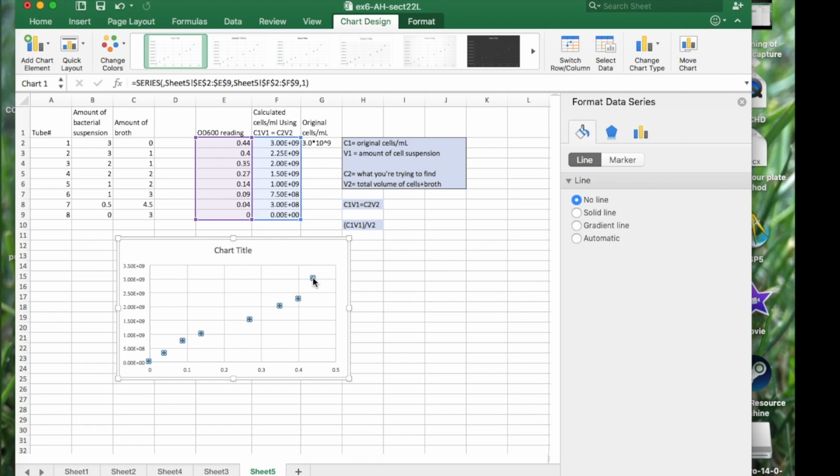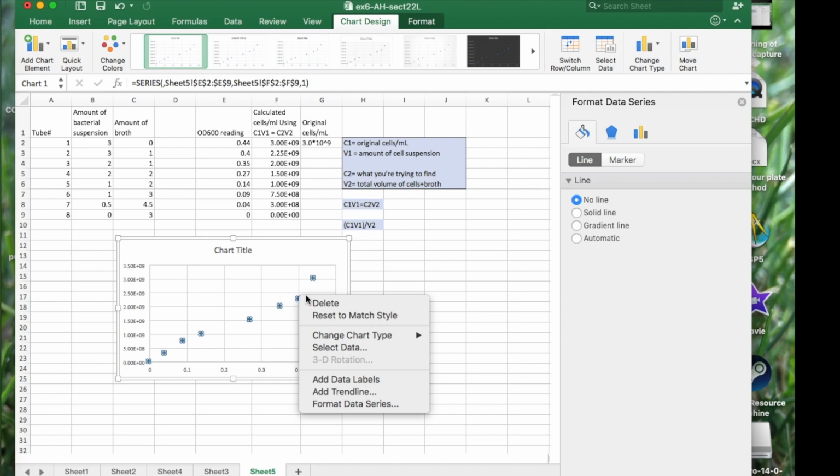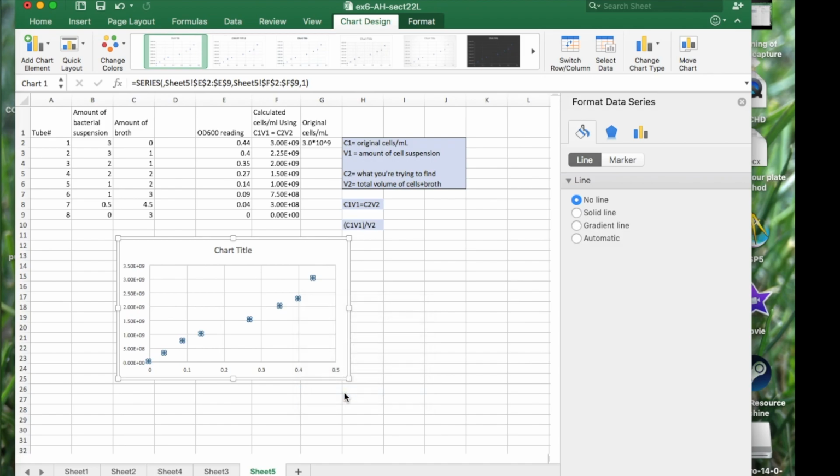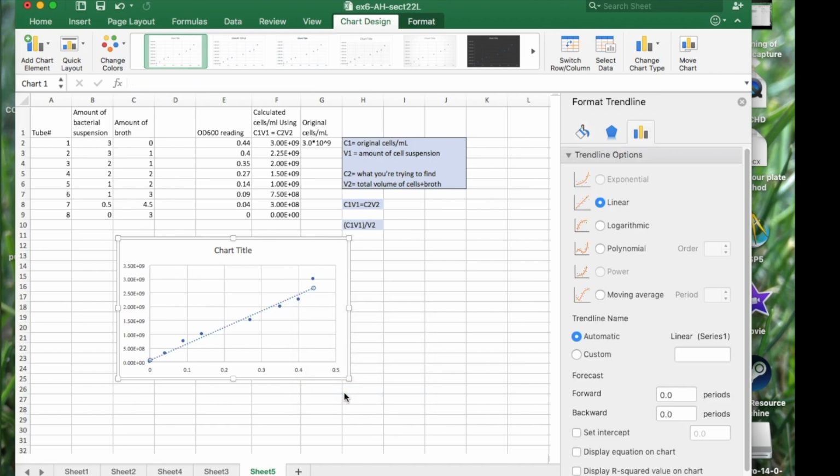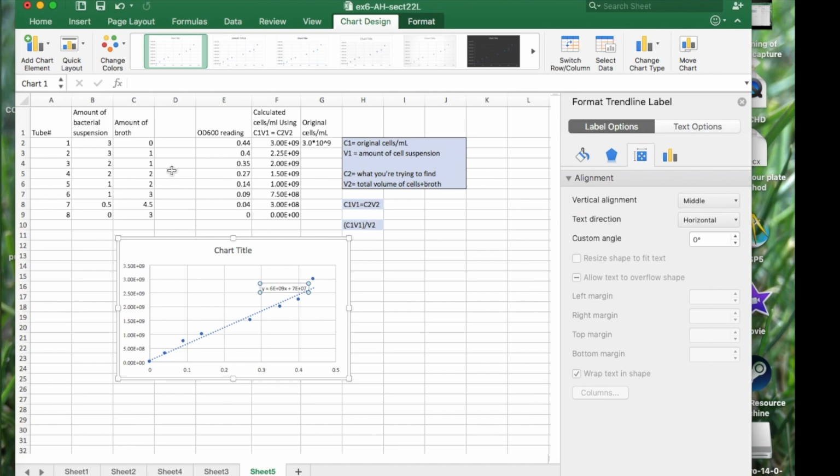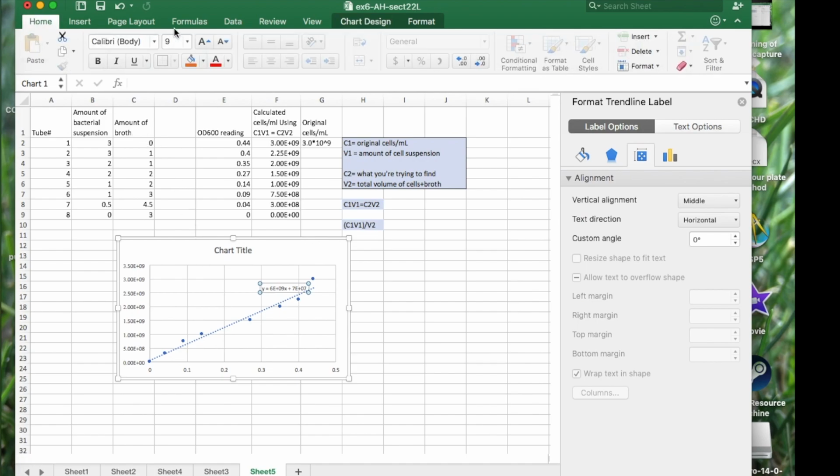We select the data points and right click. And then we get this option to add trend line. And that's our best fit line. And we want to see the equation so that we can use it in part B. So we can display the equation. Let's make it a little bigger.